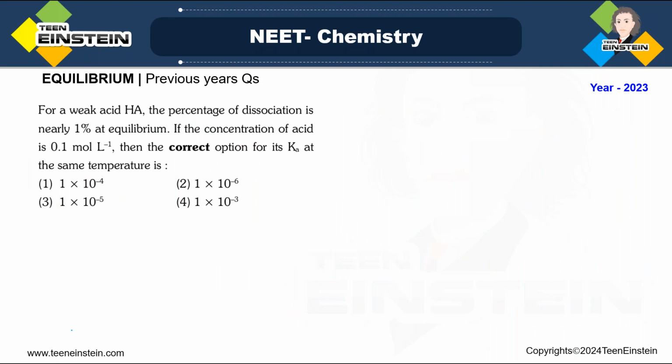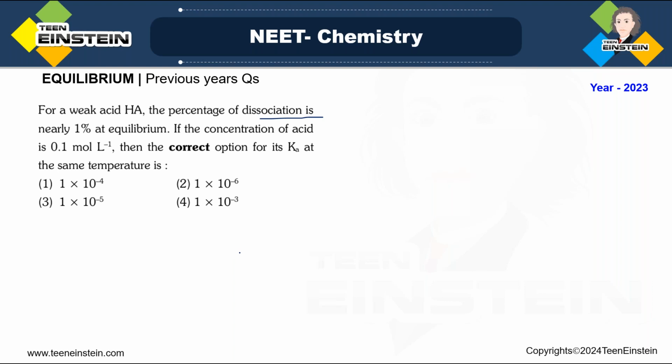For a weak acid HA, the percentage of dissociation is nearly 1% at equilibrium. As it is a weak acid, obviously it will not be fully dissociated. There will be a very small percentage of this acid in the dissociated condition. The concentration of the acid is given as 0.1 molarity, mole per liter, and we have to find the correct option for its Ka value at the same temperature.